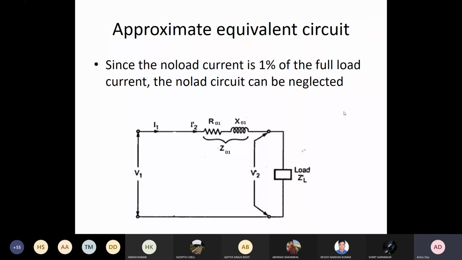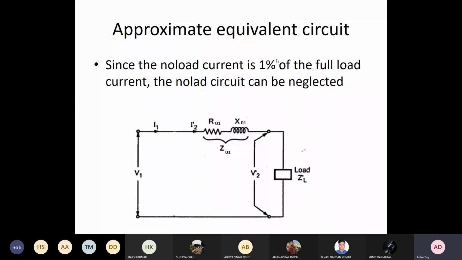Acha, now let's see what is the approximate equivalent circuit. Since no load current is only 1% of the full load current, the no load circuit can be neglected. Why? When we draw the approximate equivalent circuit, we ignore this. We carry out two tests, one is the short circuit test, another is the open circuit test. When we carry out the open circuit test, there is a very small percentage of the full load current flowing through it, that we have seen, right?